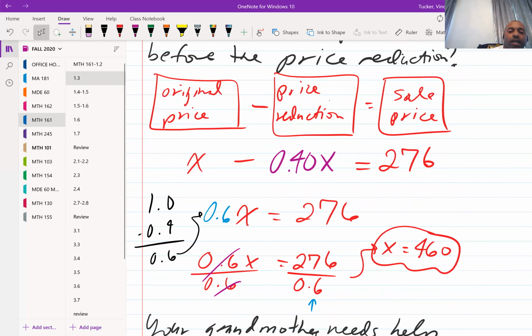And then when you divide both sides by 0.6, you get 460. And so your original price is going to be 460. In this case, this actually ends up being the answer that we're looking for. All we want to know is, what was the original price? And it was 460. All right, any questions?